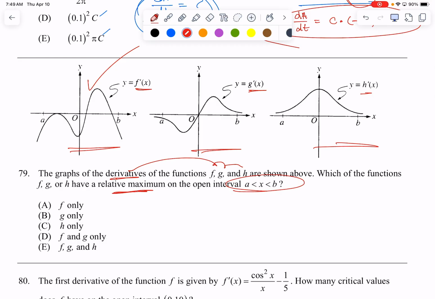Let's look at G. Is G going to have a relative max? It goes from below to above. That would make that a relative what? Min. So that's out. So anything with G, you can cross out now. So it's probably F only. I probably don't even have to go any further, but I'm going to double check. Since H prime is always positive, what is H? Always increasing. It's a strictly increasing function. So H is out. So the answer is F only.